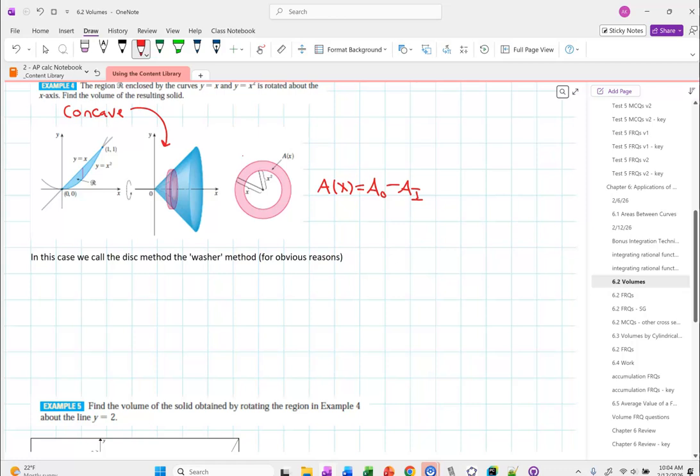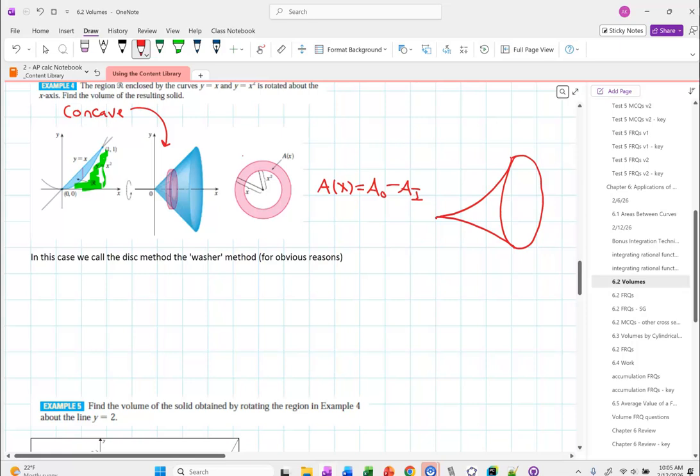Yes? Why do you have an outer circle and an inner circle instead of just one area with a cone? Because it's not a cone, because we have this open area here. So when I rotate it around the x-axis, the stuff in the middle is going to be open. If I were to try to draw this in 3 dimensions, it kind of looks like this, where there's a hole through the middle, but it doesn't go all the way, it comes to a point.